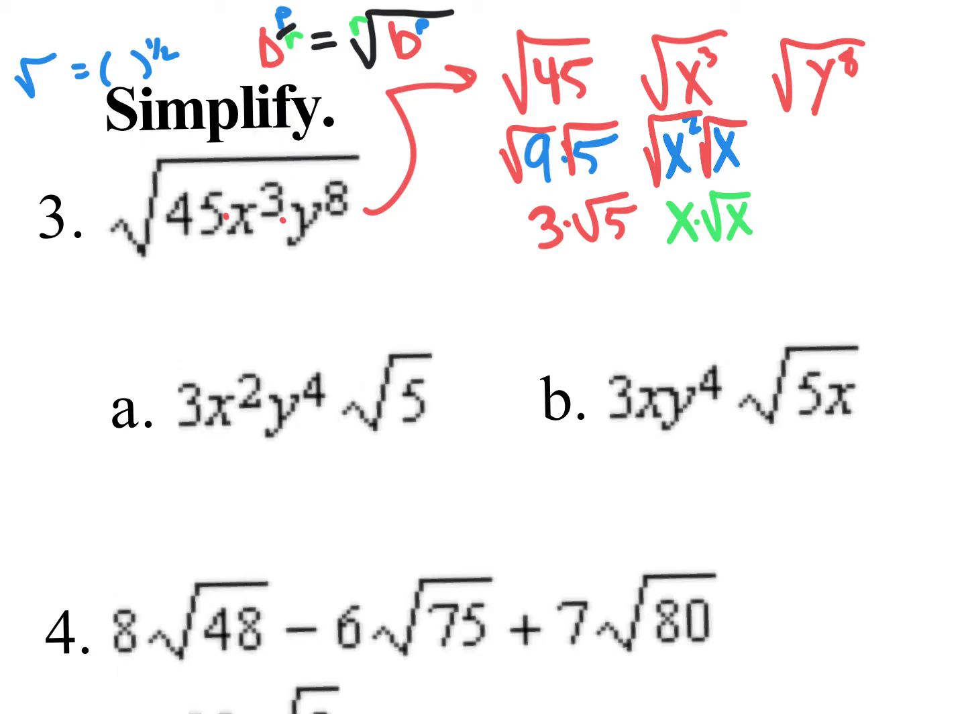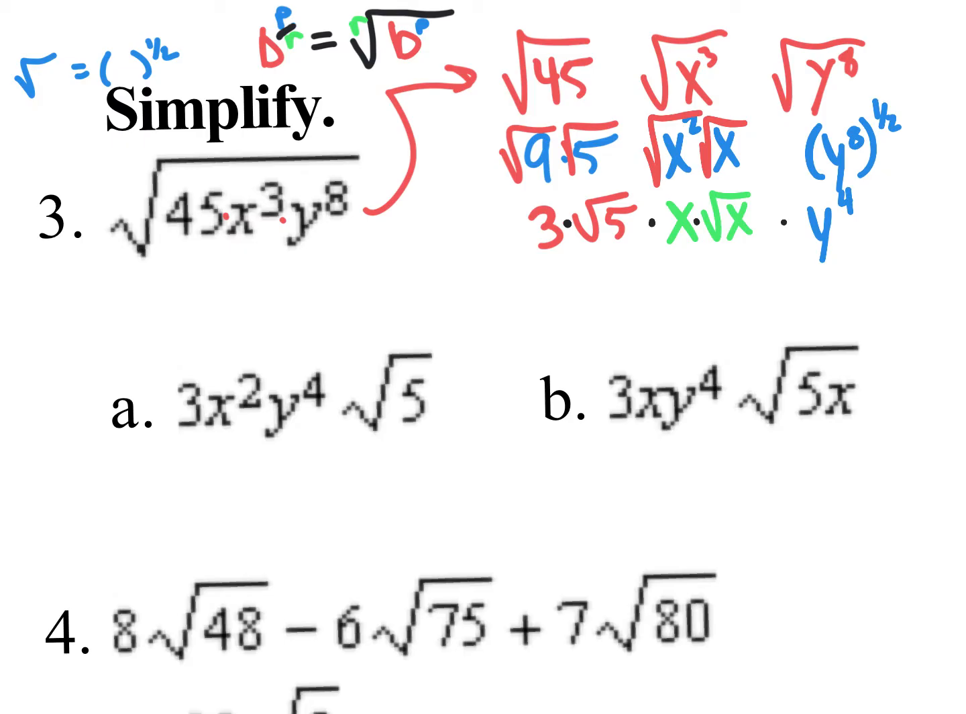So if you really wanted to show your work, you would say y to the 8th to the 1/2 power. Power to a power, you multiply, you end up with y to the 4th, because 8 times half is 4. So what we have here is a bunch of multiplication, right? We have 3 times the square root of 5 times x times the square root of x times y to the 4th. So let's just rearrange it.